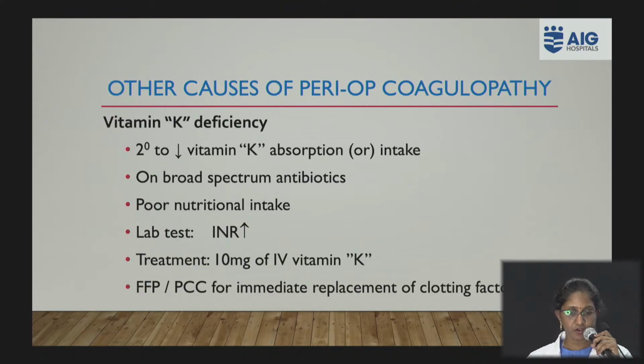Coming to other causes of perioperative coagulopathy, vitamin K deficiency may be secondary to decreased vitamin K absorption or poor nutritional intake. Patients who are on broad-spectrum antibiotics may have their gut bacteria killed, which can decrease the absorption of vitamin K. It can be measured by INR, which rises; in vitamin K deficiency, INR increases. For treatment, 10 milligrams of vitamin K IV is considered. In the last modality, fresh frozen plasma and PCC are used for immediate replacement of clotting factors.